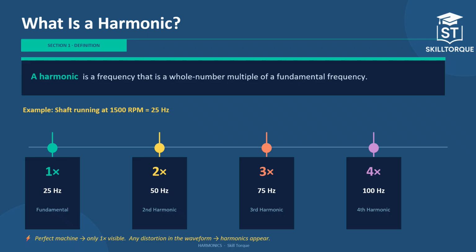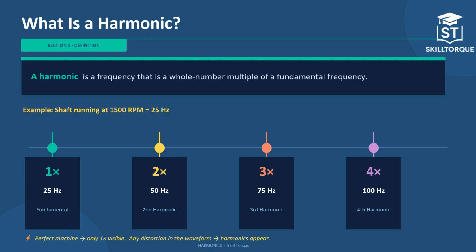If I double it, what will happen? It will go to 50 hertz. That will be my 2x. Then what will be my 3x? 75 hertz, of course. But here is the most important thing that normal training skips over: in a very perfectly smooth machine, we will only see 1x, only one peak, zero distortion, nothing else.